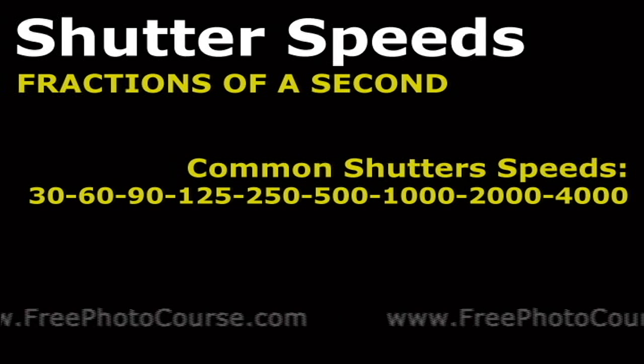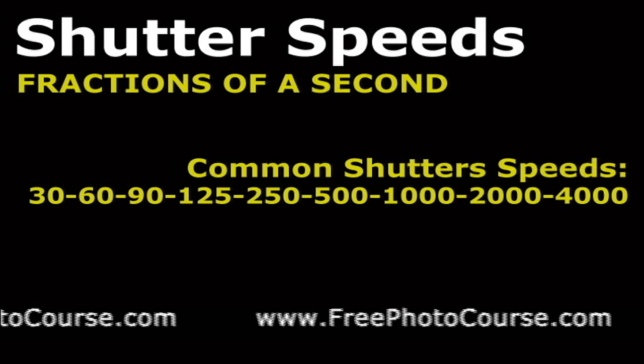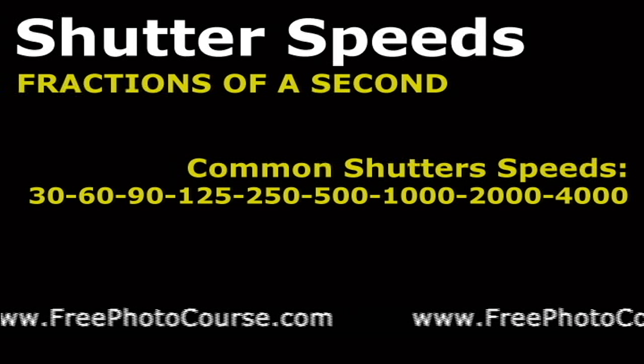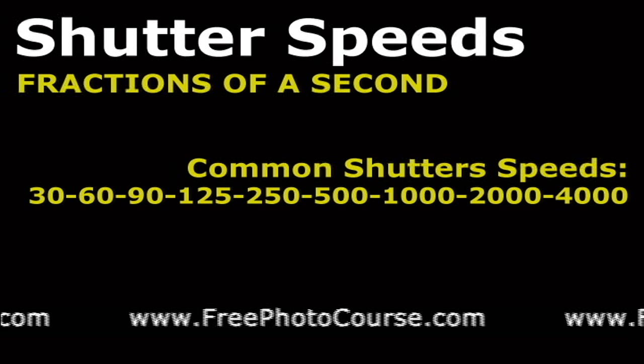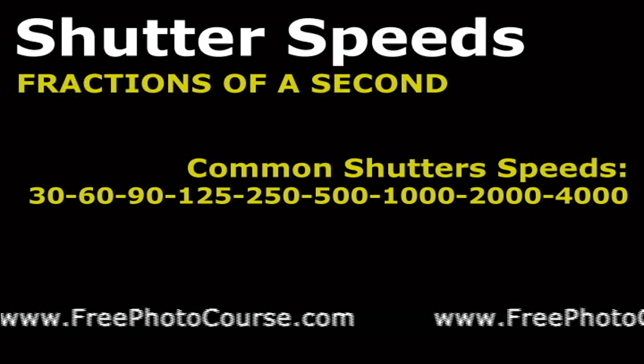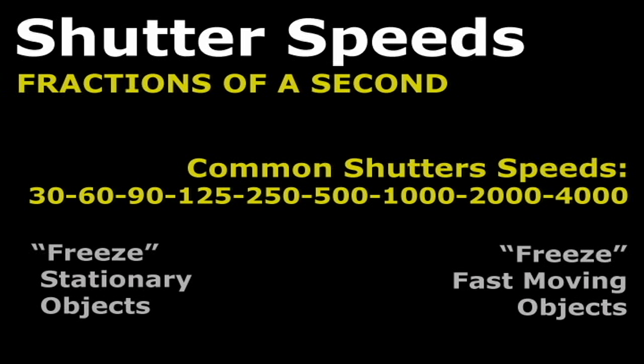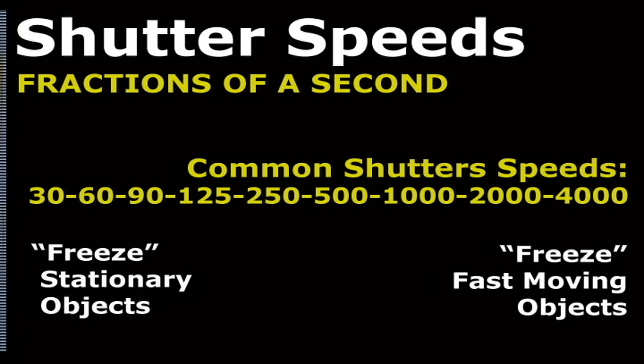The most commonly used shutter speeds range from 30 to 4,000. Now remember, these are all fractions of a second, and they're all very fast. Obviously, 1/4000th of a second is an incredibly short amount of time. It's such a short amount of time, it is capable of freezing very fast-moving objects. 1/30th of a second is still a fast amount of time, but speaking photographically, it's a much slower exposure than would be 1/4000th of a second.